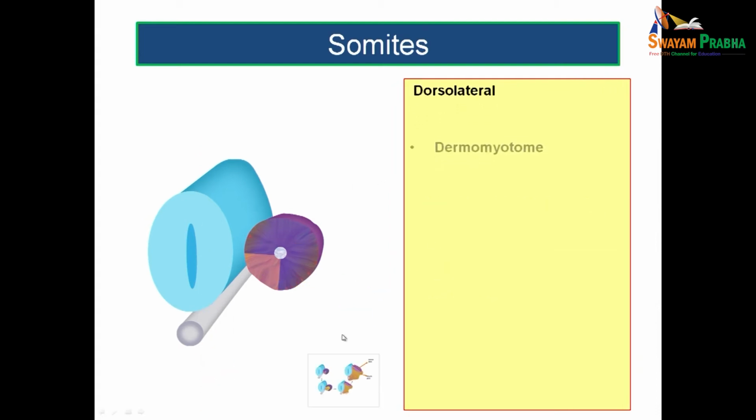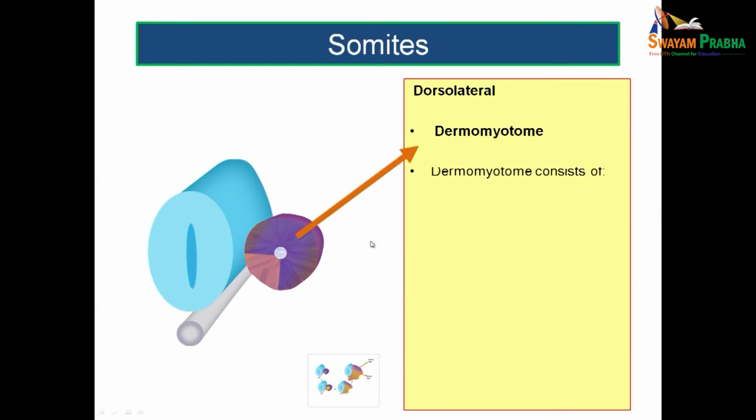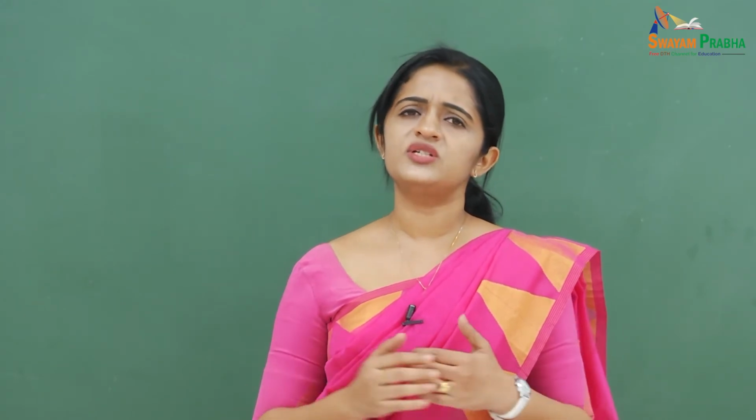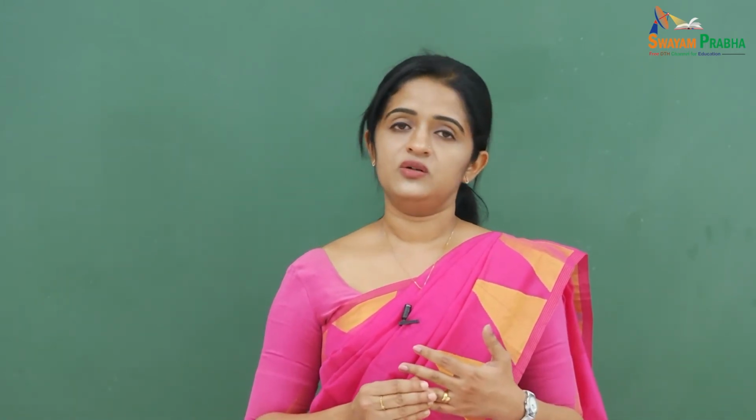Now, what are the derivatives of the dorsolateral portion? Dorsolateral portion is otherwise known as dermomyotome. Dermomyotome means it consists of a lateral dermal plate. So, lateral dermal plate, as the word implies, gives rise to dermis of skin and subcutaneous tissue. These are the derivatives of the lateral dermal plate, and the medial muscle plate. So, what are the derivatives of muscle plate of a somite? The skeletal muscle, tongue and diaphragm.